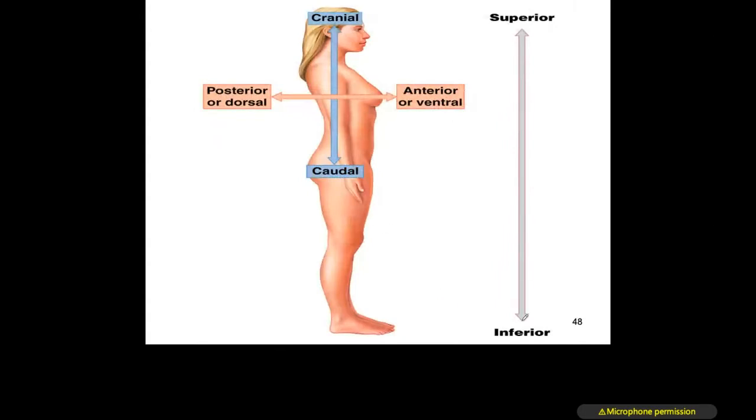Again, superior and inferior relate to the entire body. Here's a great picture for anterior and posterior, aka ventral and dorsal. Anterior is the front, posterior is the back. Another way of saying anterior is ventral, another way of saying posterior is dorsal. Moving cranially is towards the skull, moving caudally is to the sacrum.